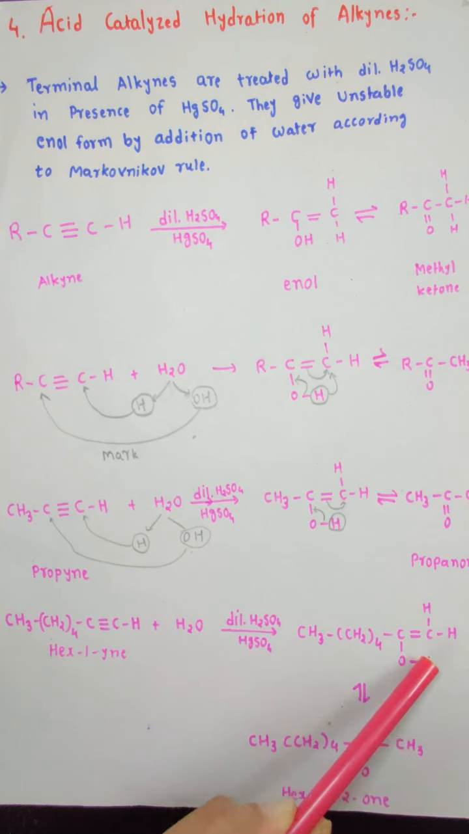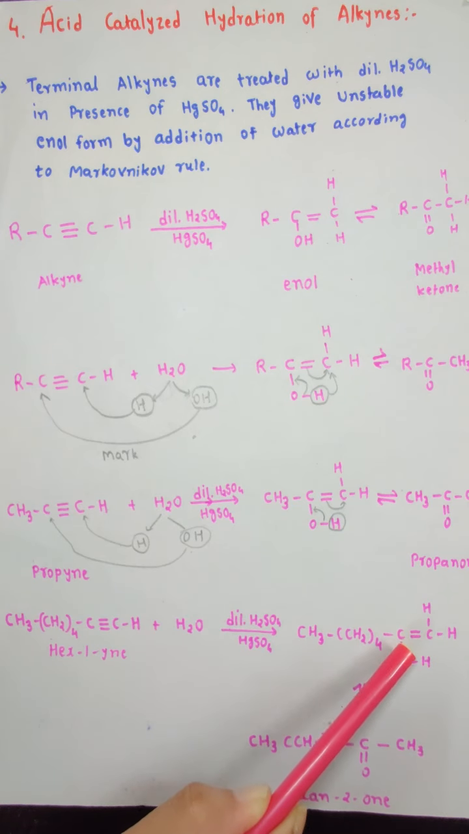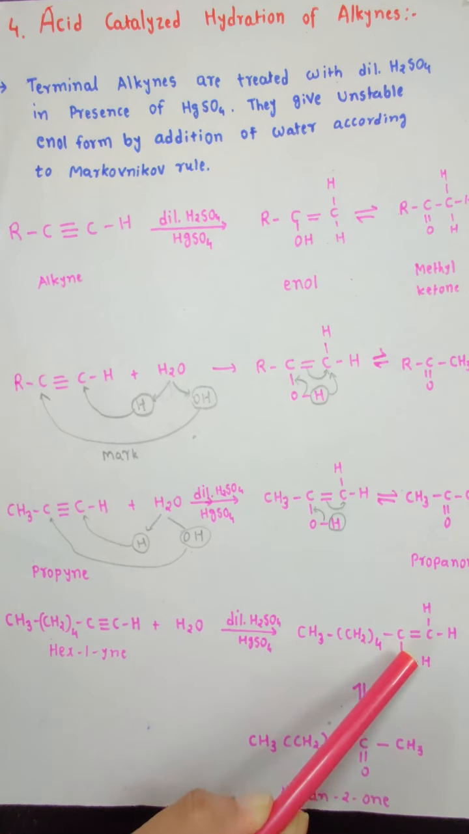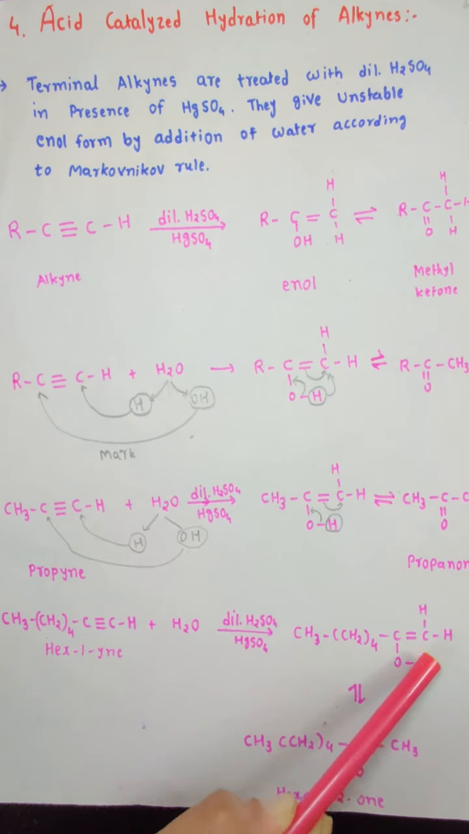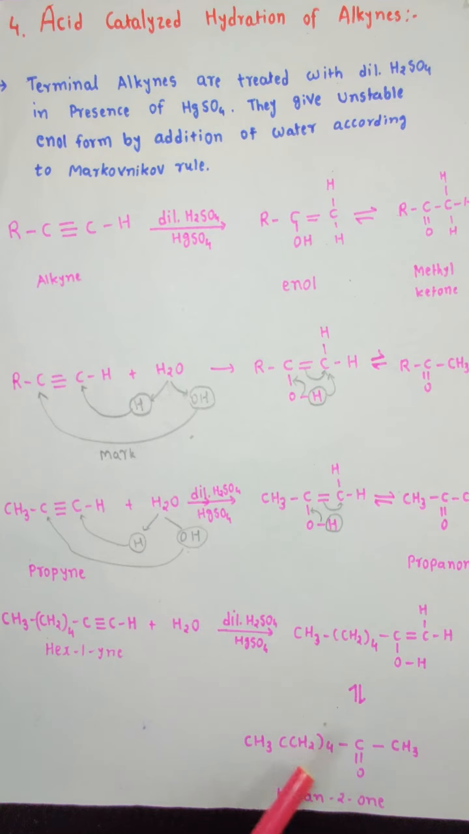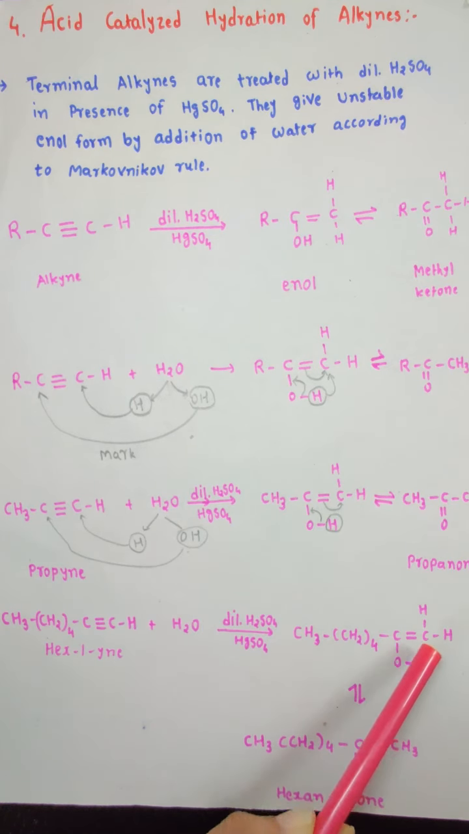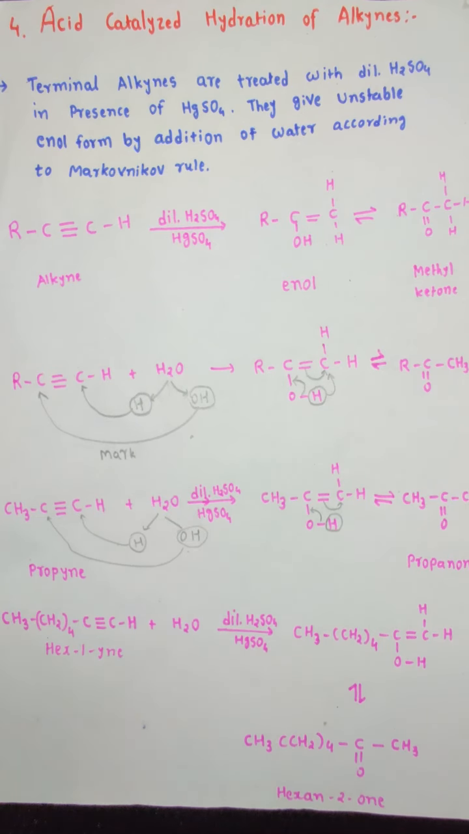वापस से OH बॉन्ड के इलेक्ट्रॉन कार्बन और ऑक्सीजन के बीच में शिफ्ट होने से you will get C double bond O, and this electron will shift on carbon and H plus released will join the carbon atom. So you will get CH3 CH2 4 times C double bond O CH3, which is hexan-2-one.